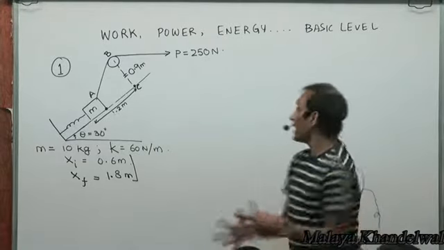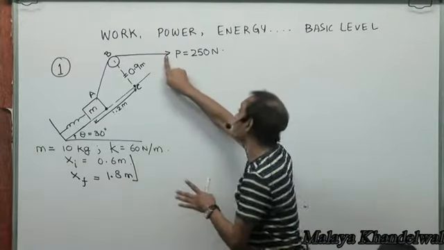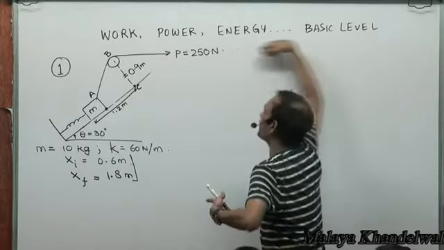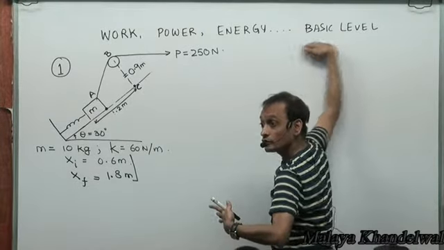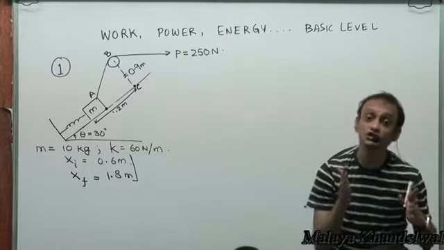All that we need to do is, and there is work done by this 250 newtons, because the point of application of this would advance to the right by a certain amount. So that would be the work done by this force P.